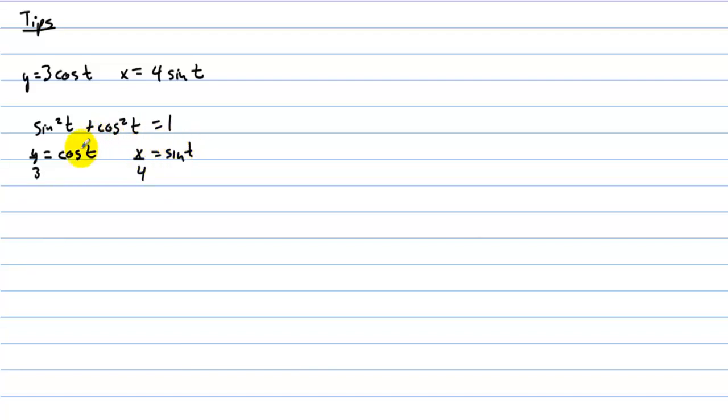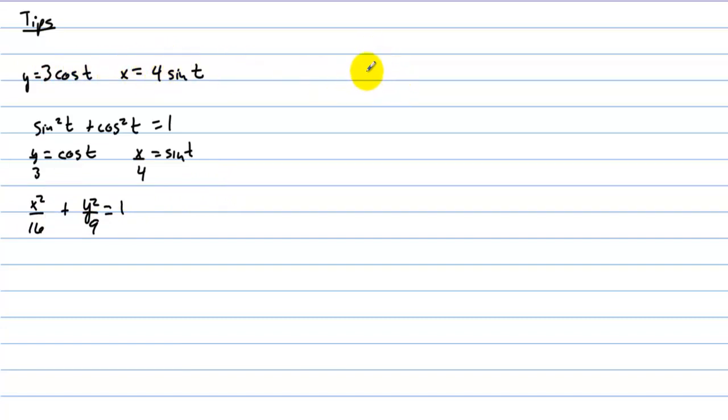Well, if sine squared plus cosine squared equals 1, then x squared over 16 plus y squared over 9 should also be equal to 1. And that is the rectangular version of the parametric equation.